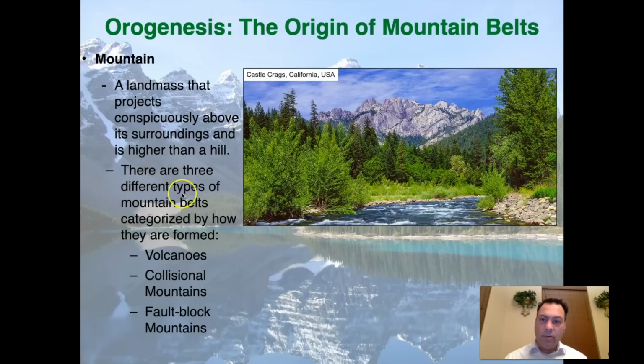There are three different types of mountain belts characterized by how they formed. And we're going to spend our time dealing with mainly the first two of these and then a little bit in the third one. And the reason why only a little bit in the third one is because it's review, so let's talk about those.